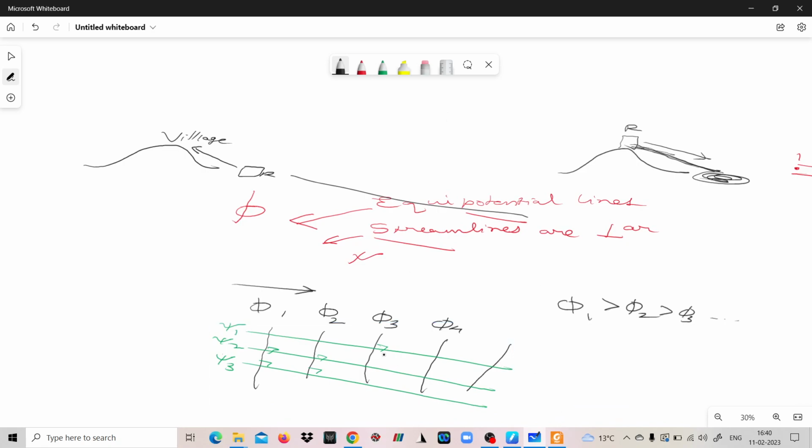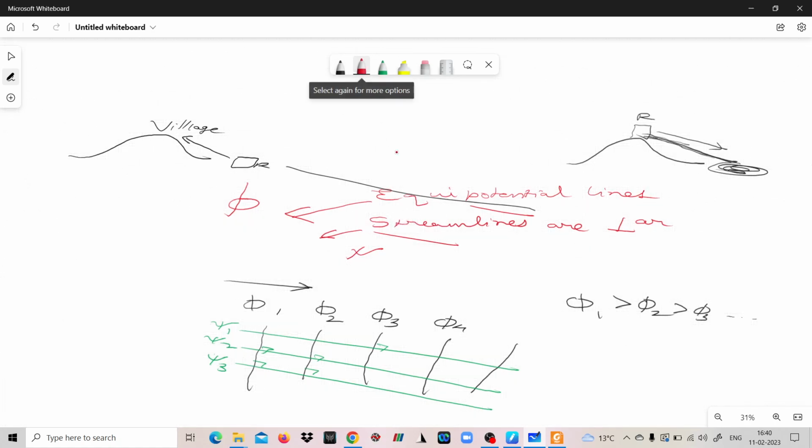So, what are we discussing? We're discussing that equipotential lines are lines along which the value of phi is constant, and streamlines are lines along which the value of psi is constant, and wherever they cut each other it is at 90 degrees. They are always orthogonal to each other. So how can you prove that?